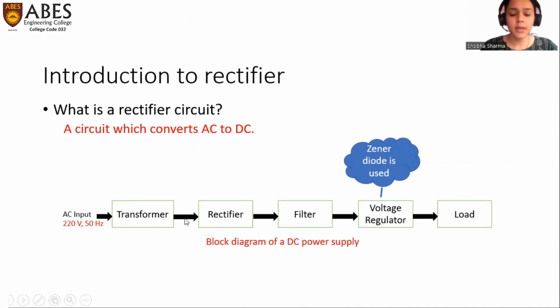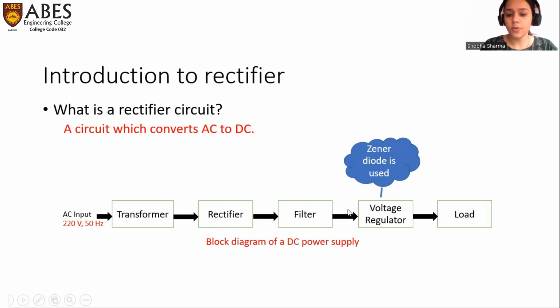Now, the AC output of the transformer is provided to the rectifier to convert it into the DC voltage. But the output of a rectifier is a pulsating DC. That means it has some ripples, some AC component in the output. That AC component is reduced using the filters. Basically, the operation of the filter is to remove those AC ripples from the rectified output.